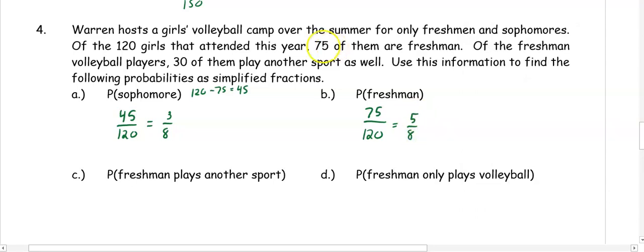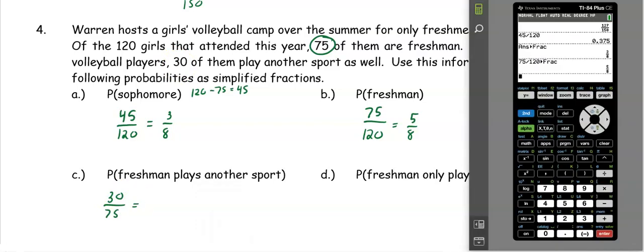So looking at just the freshmen, where there are 75, how many of them play another sport? So we had 30 that play another sport as well out of the 75 freshmen, because we're only looking at freshmen in this problem.